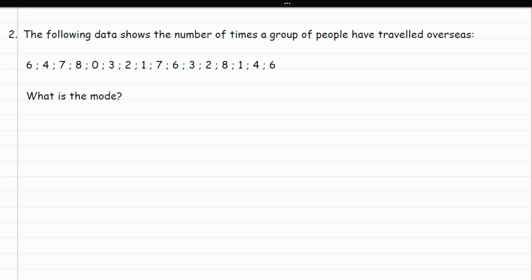In this next example, we're going to look at the following data, which shows the number of times a group of people have traveled overseas. Sometimes it can be helpful just to use color to help you. Here we can see that the mode is 6.